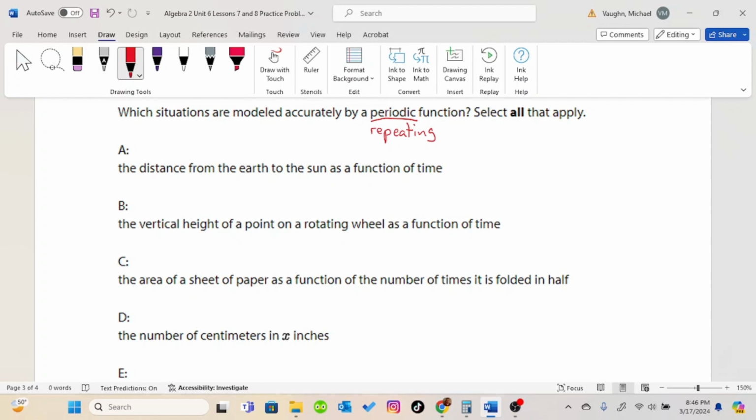So A, the distance from the Earth to the Sun as a function of time. The Earth revolves around the Sun, and so the distance between the two is on this repeating pathway. So that is a periodic function.